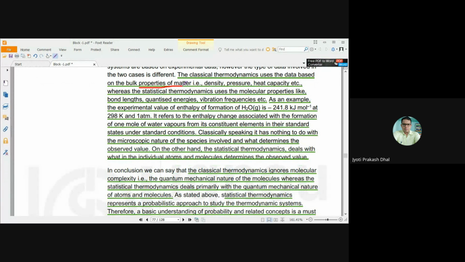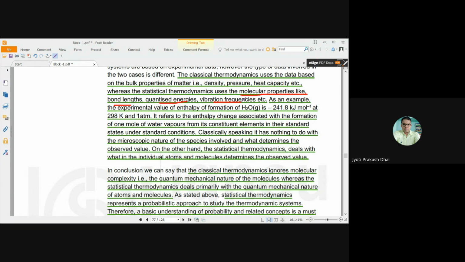Bulk property means the property which deals with a large number of species. So, bulk properties of matter. For example, if we measure the density of any matter, pressure, heat capacity, internal energy, enthalpy, entropy, all these things are bulk properties of matter. Whereas statistical thermodynamics uses the molecular properties like bond length, quantized energies, vibrational frequencies, etc. So these properties will be measured at the atomic or molecular level for any type of matter.